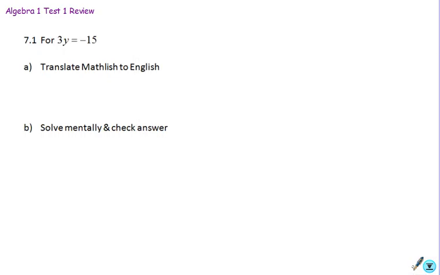Problem number 7. 3y equals negative 15. In saying that, this first part, translate Mathless to English, I'm almost already answering it when I say 3y equals negative 15. So again, all we're doing here is translating the 3. And remember, the variable here is y. It represents some unknown number, some unknown quantity. So we want to say, I don't know, what number does y represent? That's what we're trying to figure out.